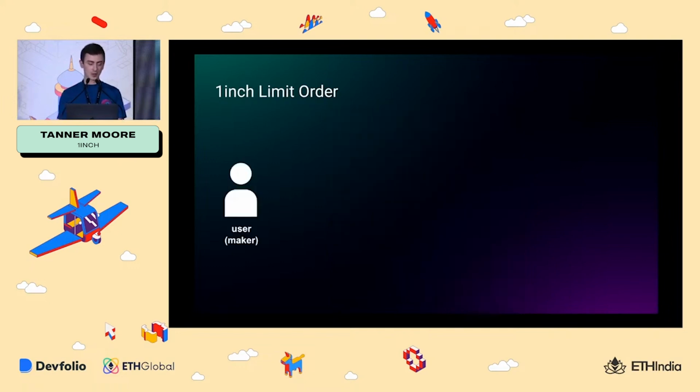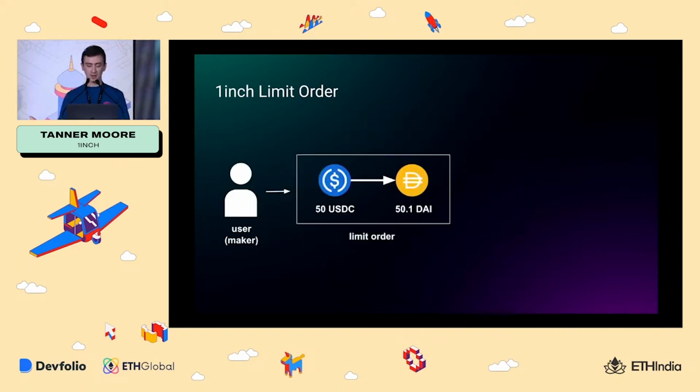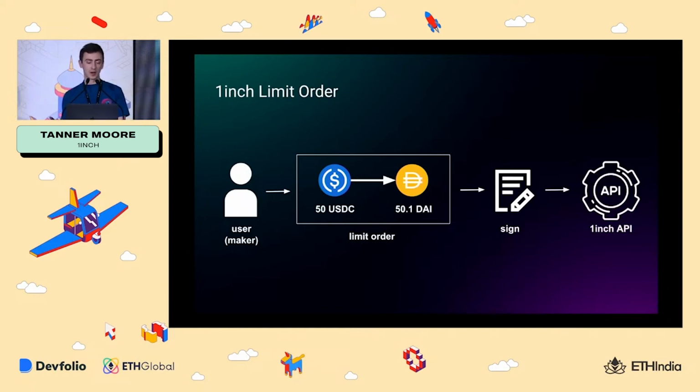Here's kind of a diagram to show what's going on behind the scenes when you place a limit order in our system. You, the maker, aka the user, would say, okay, I want to sell 50 USDC for 50.1 DAI. You will sign that transaction, essentially giving our router the permission to swap this USDC for you, and then that will go off into the 1inch API.